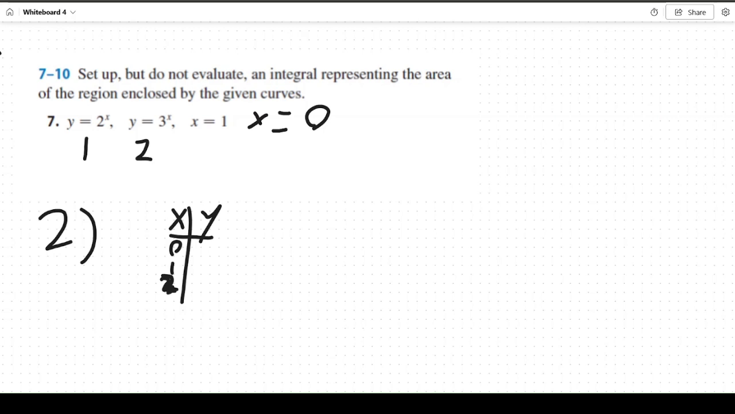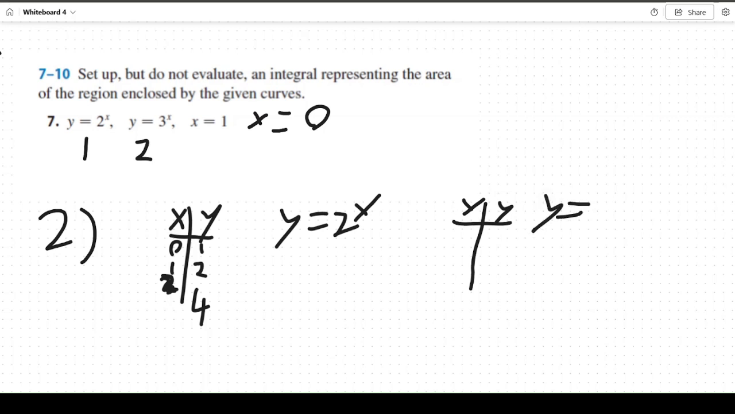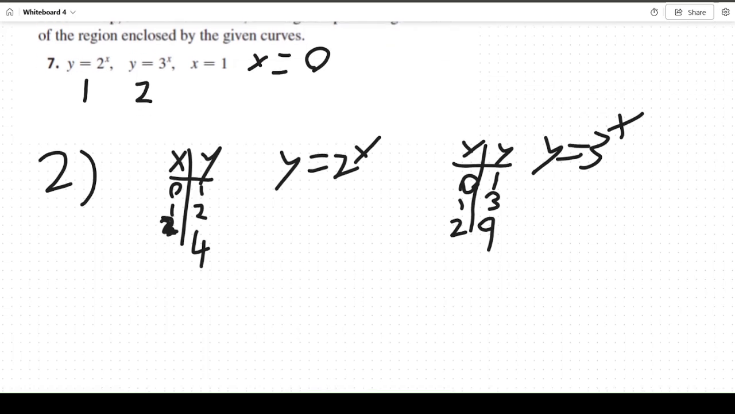Let's just put the first three numbers, 0 to 2. Do y equals 2 to the power of x. 0 plugged into x would be 1, 1 plugged into x equals 2, and 2 plugged into x would be 4. Now let's try with the other function. 0 plugged into x equals 1, 1 plugged into x equals 3, and 2 plugged into x equals 9. So let's try to graph these.